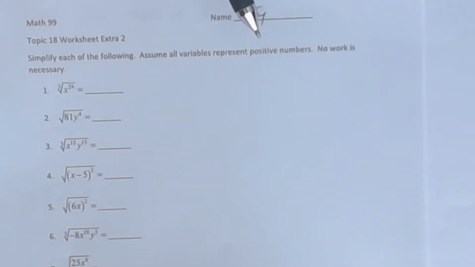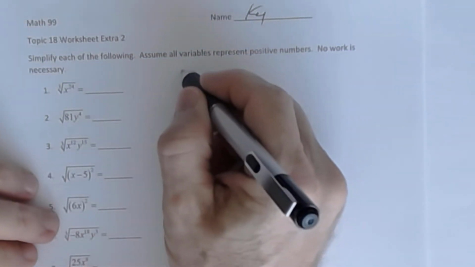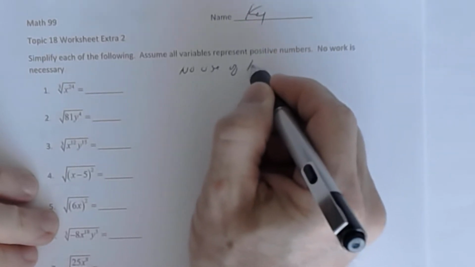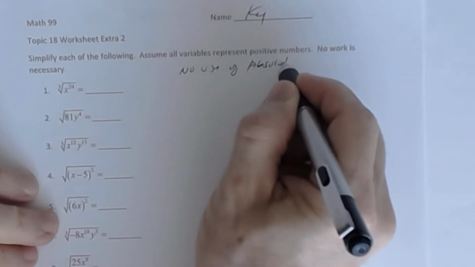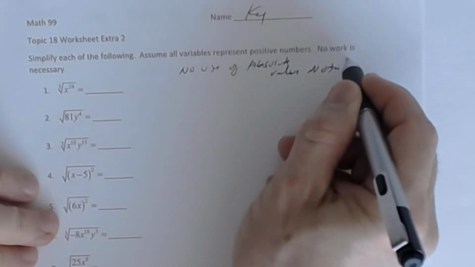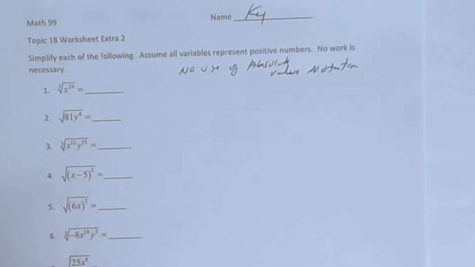represent positive numbers. Now, the fact that you're told to assume all variables represent positive numbers implies that you don't have to use absolute value notation. Okay, so that's what they implied, no use of absolute value notation. And then it also said that no work is necessary. Okay, so let's look at number one.